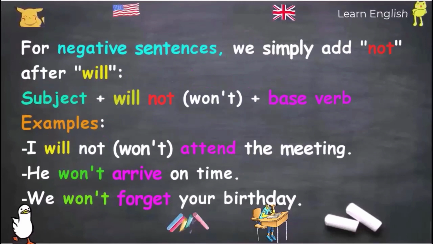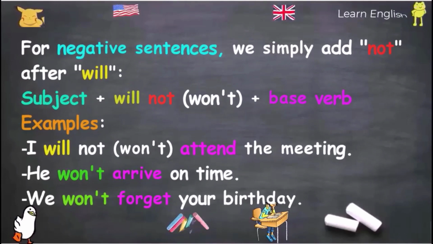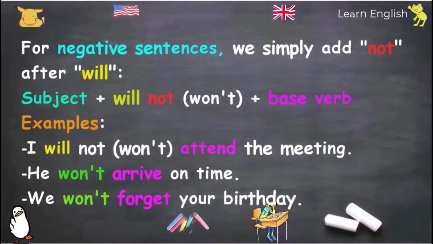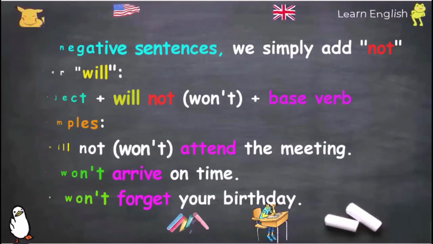For negative sentences, we simply add not after will. Subject, plus will not, won't, plus base verb. Examples. I will not, won't, attend the meeting. He won't arrive on time. We won't forget your birthday.